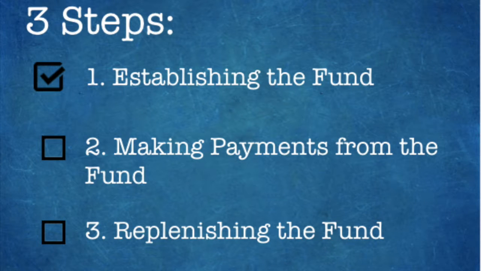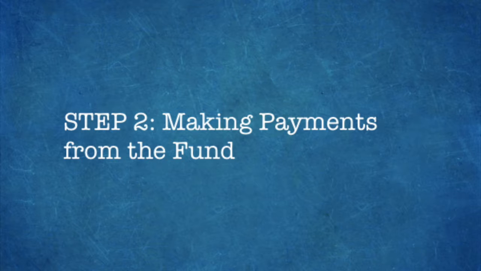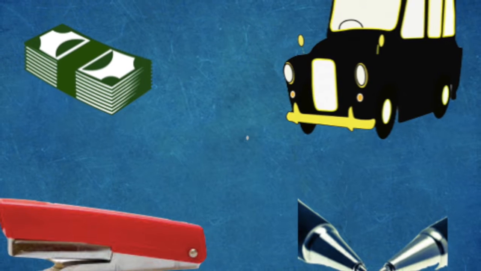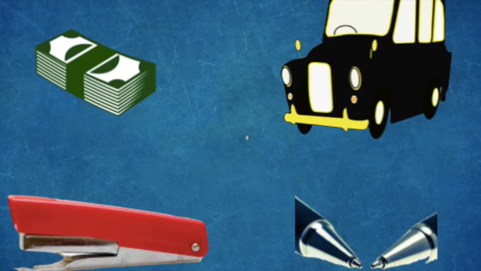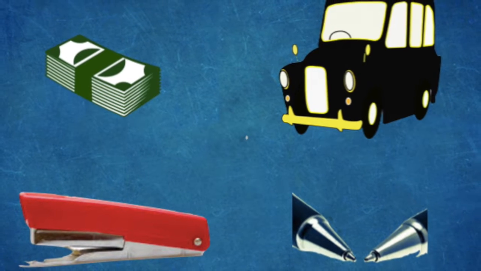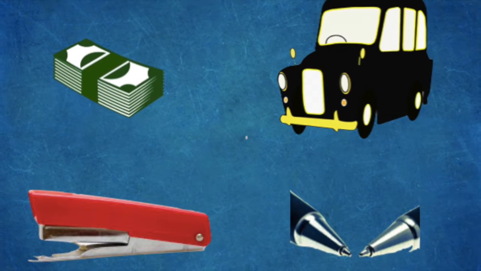The next step is making payments from the fund. After we establish the fund, we are able to use the cash for minor expenditures. Payments can be either made with cash taken from the fund to make a payment, or when employees seek reimbursement for payments they have made.